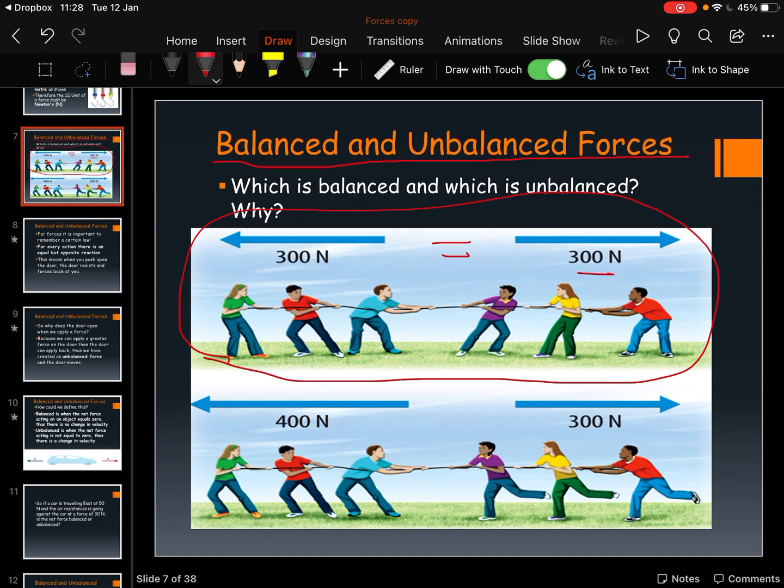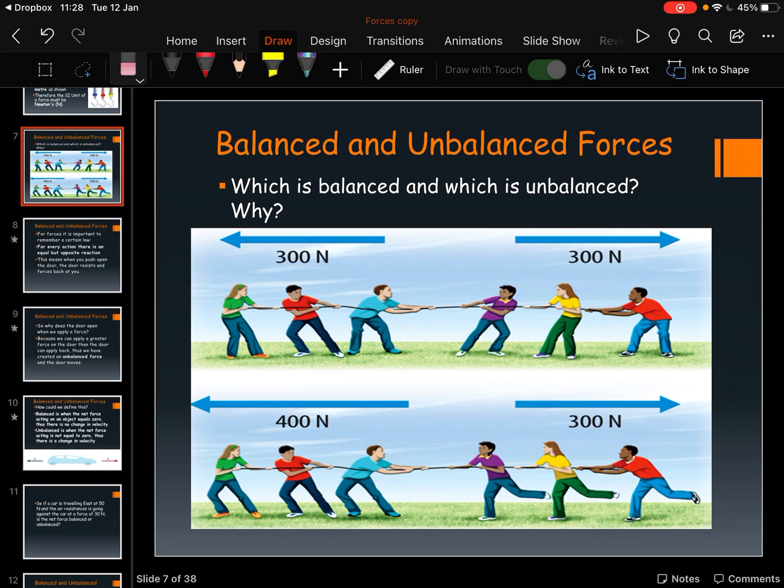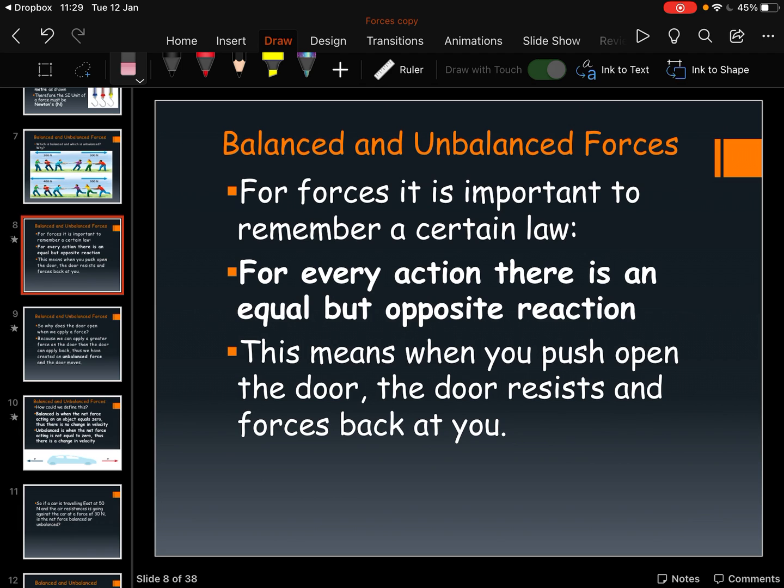So because it's balanced, nothing's going to happen. Okay, they're unable to pull each other. One team is unable to win. But then we look down here. Okay, now unbalanced. You see, this group is greater than the group on the right. So it's unbalanced because one force is greater. Okay, so of course the team on the left wins because they pull the team on the right over. That's what we mean by balanced and unbalanced. You see.